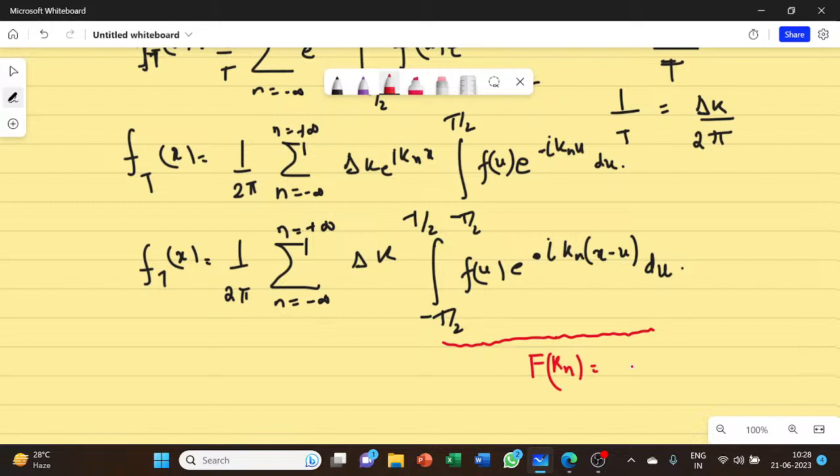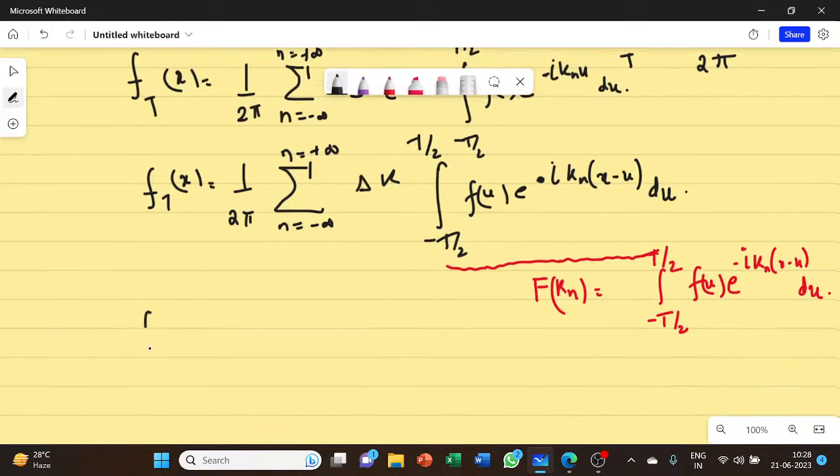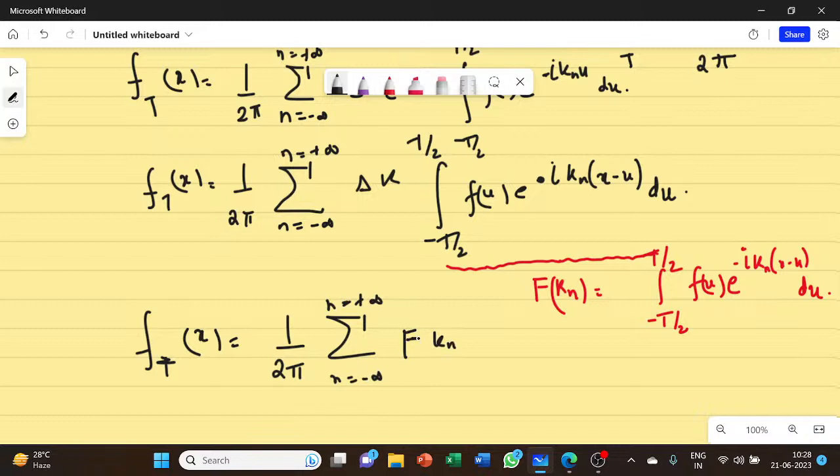And so function F(k_n) is nothing but the integral from minus T by 2 to plus T by 2 of f of u, and then you have e to the power iota k_n (x minus u), and then you have this du. And eventually I can write that my function, which is periodic right now, just don't forget that this is periodic with period T, is written as 1 upon 2π sums over n equals minus infinity to n equals plus infinity, and this is simply capital F(k_n) delta k. I hope it is clear.